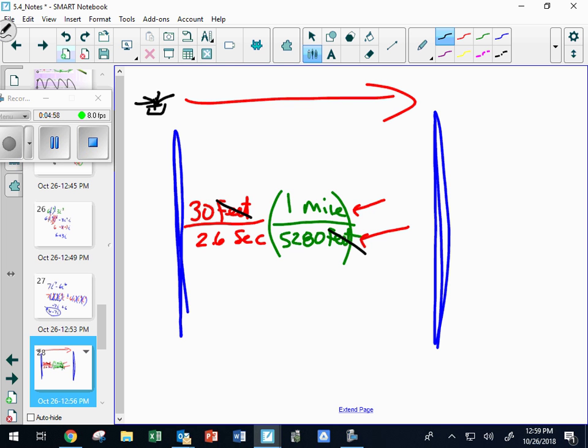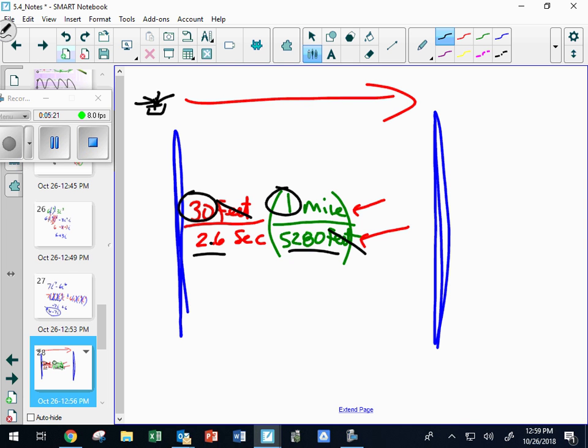It's hard to even fathom something going that fast. But there are things that go way faster than that, speed of light, for example. But back to this: it's miles per second, and when you divide it, you'd have a really small number of miles per second. It would be a decimal. Why is it so small? Because it's 30 times 1 divided by 5,280 times 2.6.